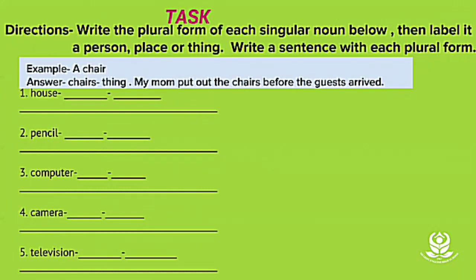Now you have house. House is a place to stay. So it becomes houses and you write place. Pencil is a thing. The plural form will be pencils. Now you have to frame a sentence for these words. House, pencil, computer, camera, television, but you will make the sentences in the plural form.